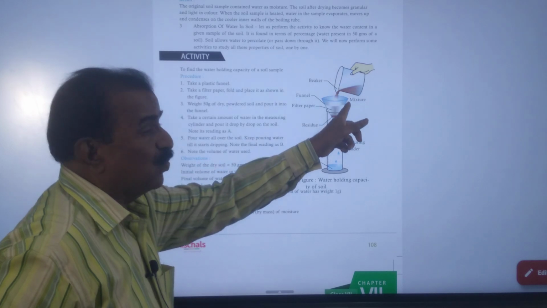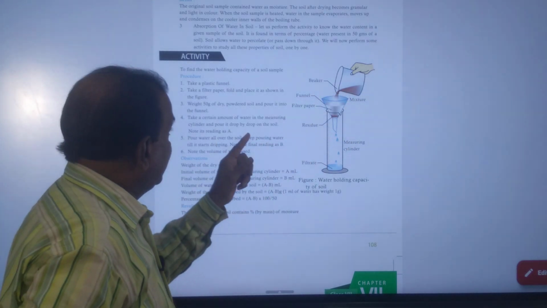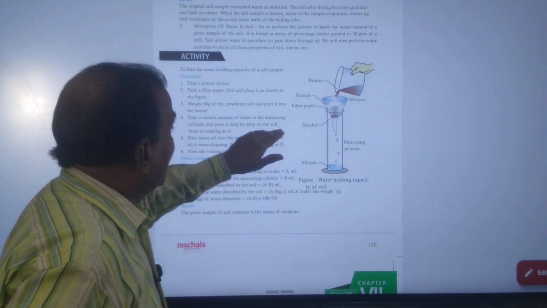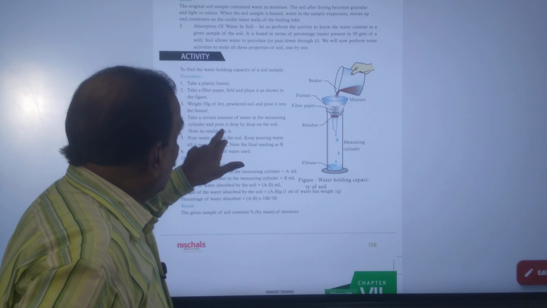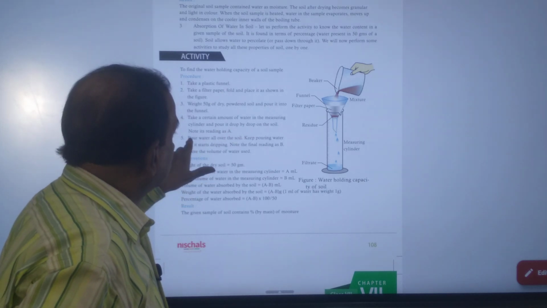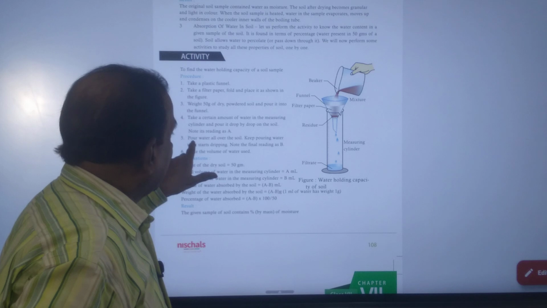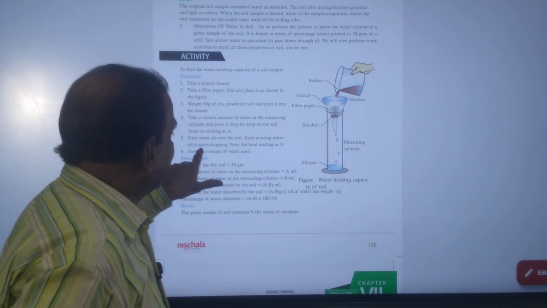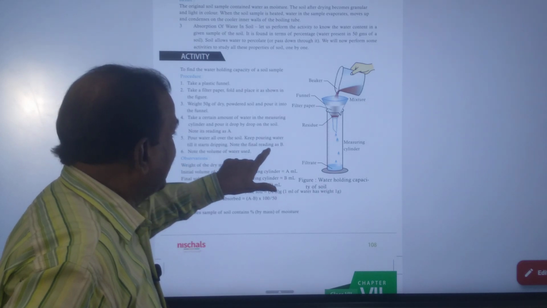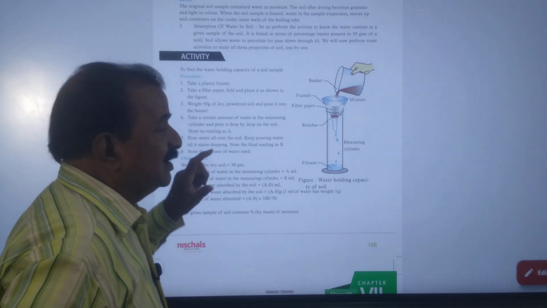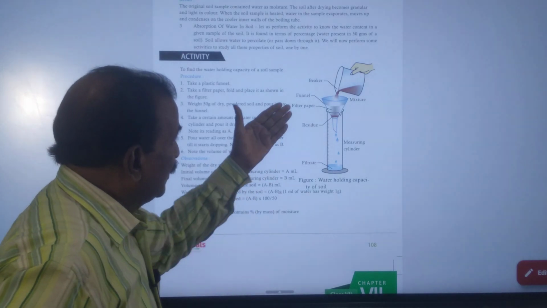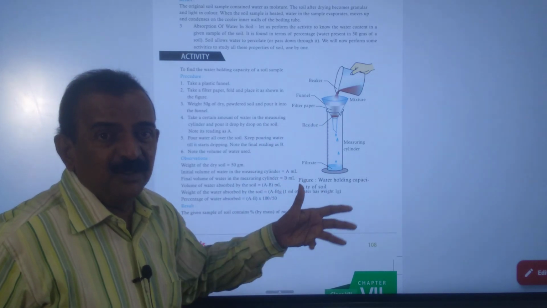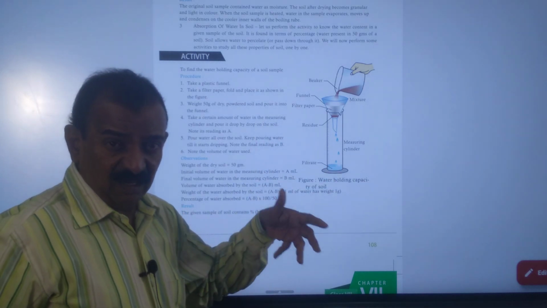So here we need to pour the soil, about 50 grams of dry soil, and take a certain amount of water in the measuring cylinder and pour it drop by drop on the soil. Note its reading as A, and pour water all over the soil, keep pouring water till it starts dripping. Note the final reading, that is B, and note the volume used. So here we are doing this activity to see whether the soil is holding water or not.